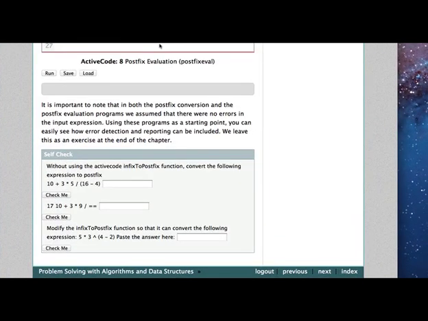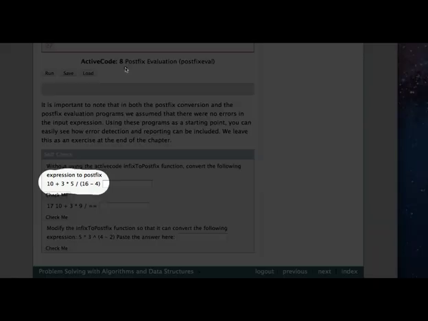Okay, let's look at our last group of stack questions here. The first thing that we're asked to do is to convert this expression from infix to postfix without resorting to running things in our algorithm that we have. So let's look at that. 10 plus 3 times 5 divided by 16 minus 4.